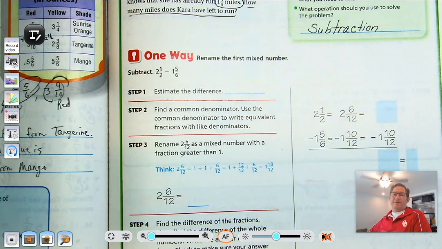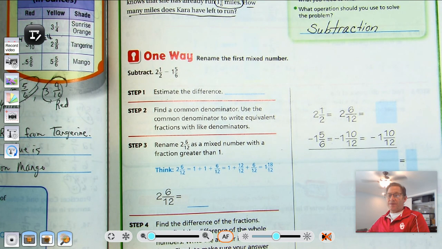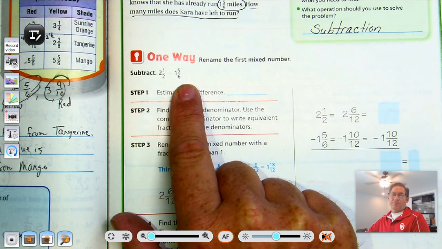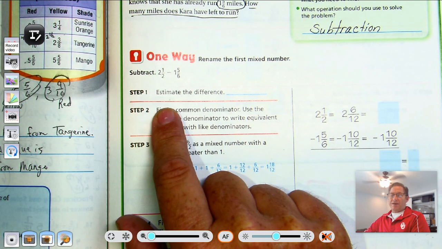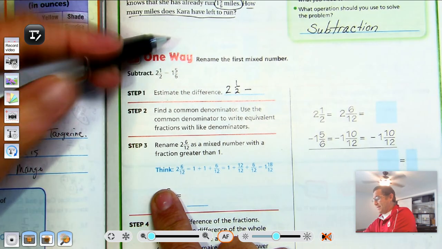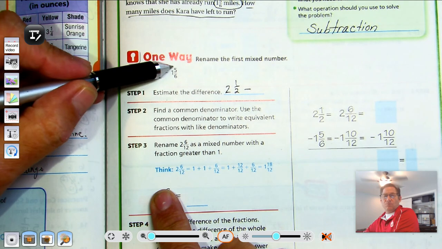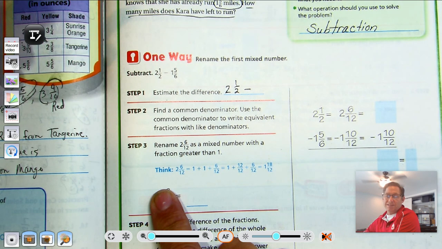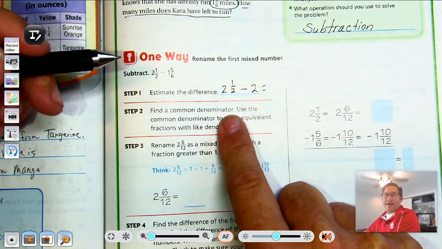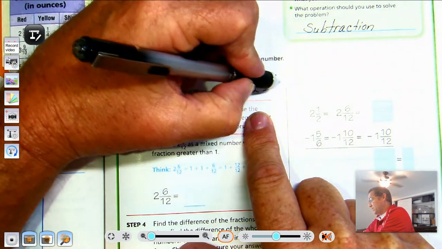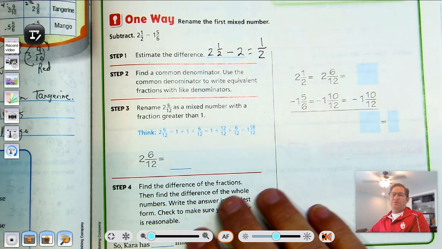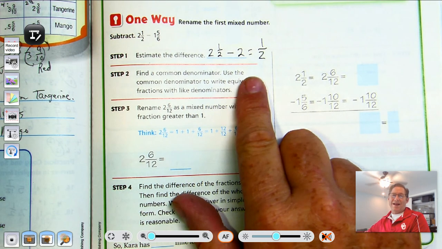All right, so one way is we can rename the first mixed number. So 2 and 1/2 minus 1 and 5/6. Now we can estimate to get a general idea what our answer is going to be. So we could have 2 and 1/2 minus, well, 1 and 5/6, that's basically 1 plus 1, because 5/6 is really close to 1. So 1 plus 1 would be 2. If we have 2 and 1/2 and we take away 2, that would leave us with just 1/2. So when we find the difference, we should be about 1/2.